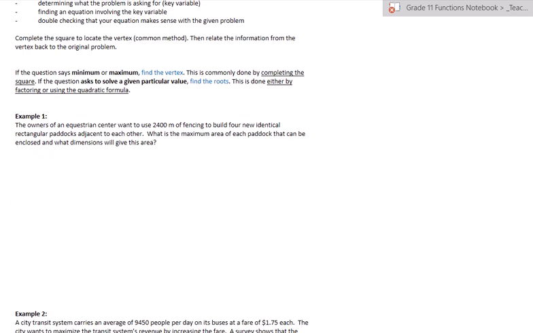So our first example is: the owners of an equestrian center want to use 2,400 meters of fencing to build 4 new identical rectangular paddocks adjacent to each other. We want to know what the maximum area of each paddock is that can be enclosed and what dimensions will give this area. So it's maximum. We know we're doing vertex form here.